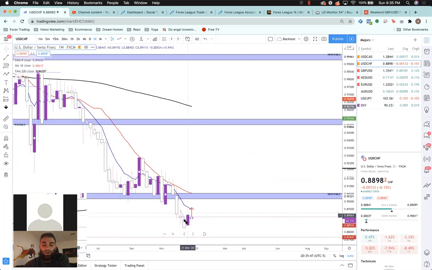This is telling me there's more buyers than sellers at this point, and we could see some reversal and this thing push up, and the next resistance level is all the way up here. It's all the way at this 0.9,000 level. So that's where I'll be looking for this thing to push up to.